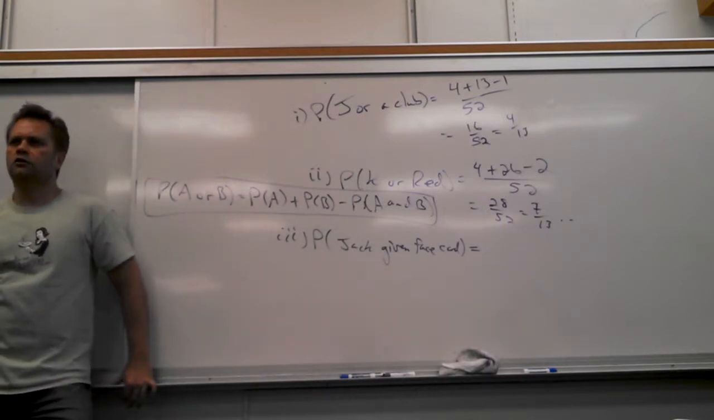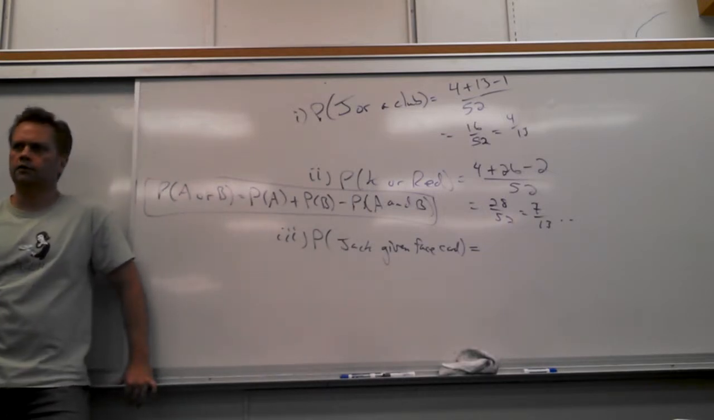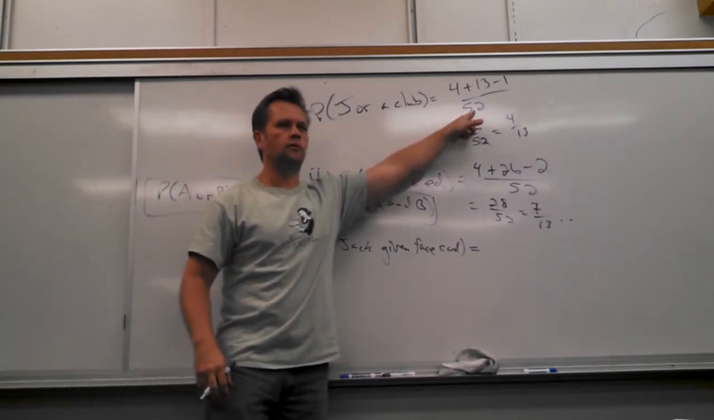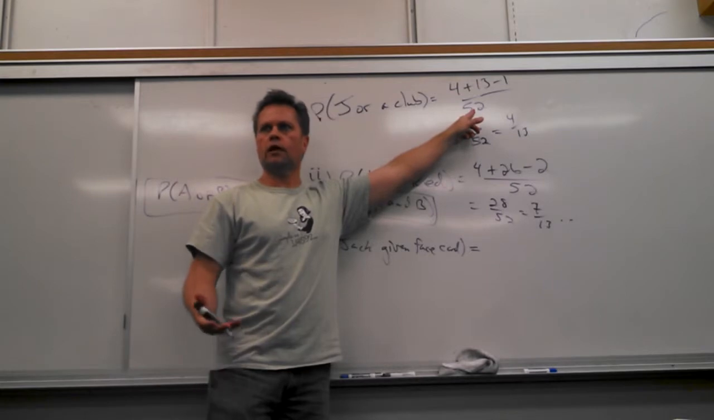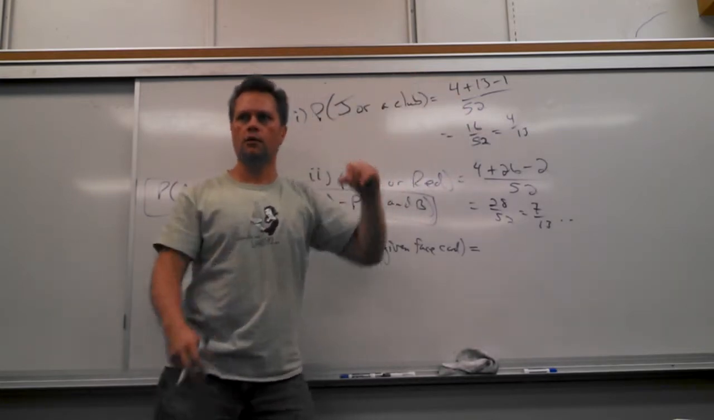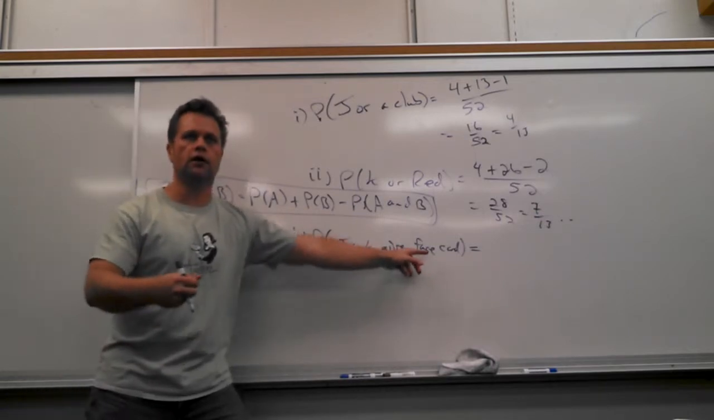So what does that "given" do? If I give you information, what happens? Why is that a 52? Because what could have happened? Any of the cards, 52 cards, right? But now I'm giving you that it's a face card.